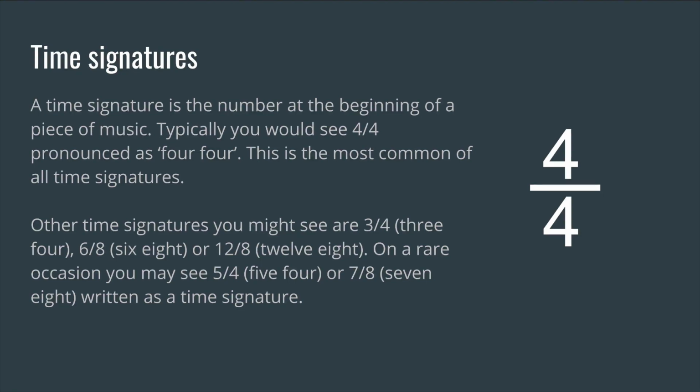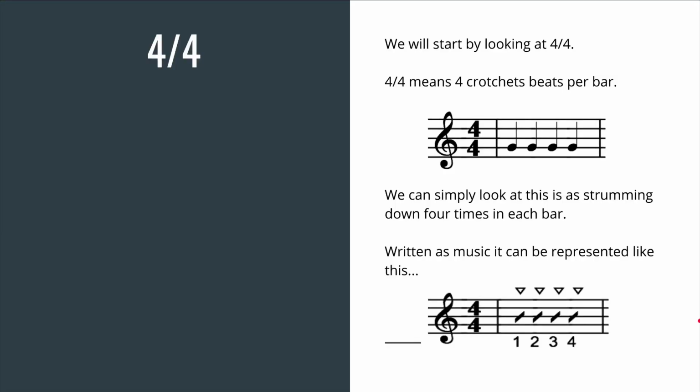Before we go any further, we must understand a little bit about time signatures, and a time signature is the number at the beginning of a piece of music. Typically you would see 4/4, pronounced four four, the most common of all time signatures. So we have a 4 at the top and a 4 at the bottom. Other time signatures that you might see are 3/4, 6/8, 12/8, or on rare occasions you may even see 5/4 or 7/8. Let's start looking at 4/4.